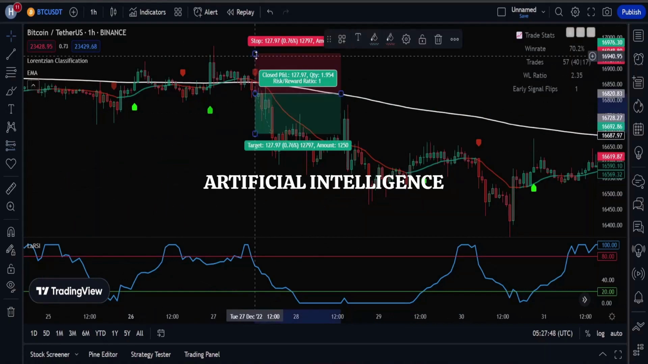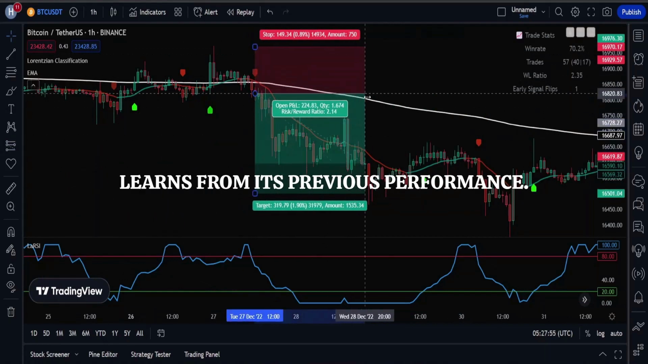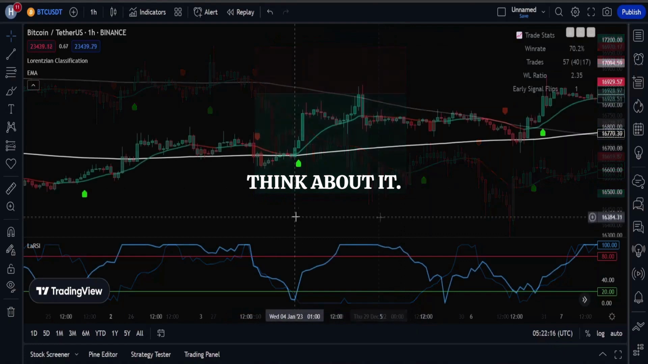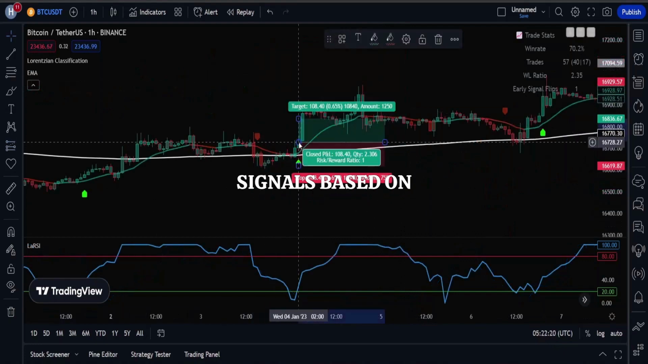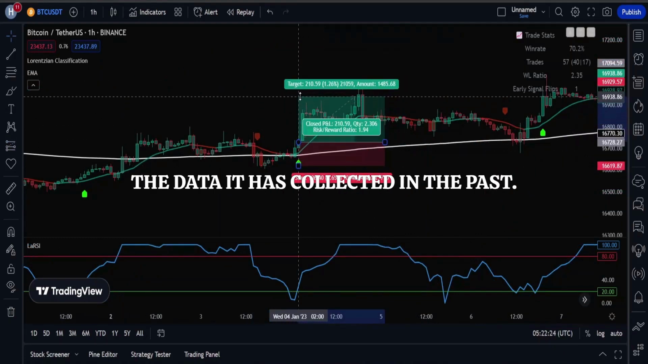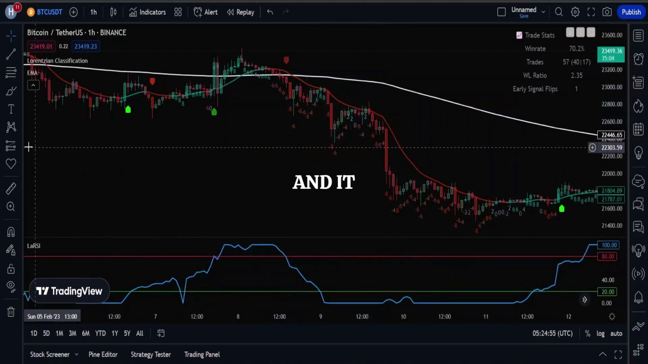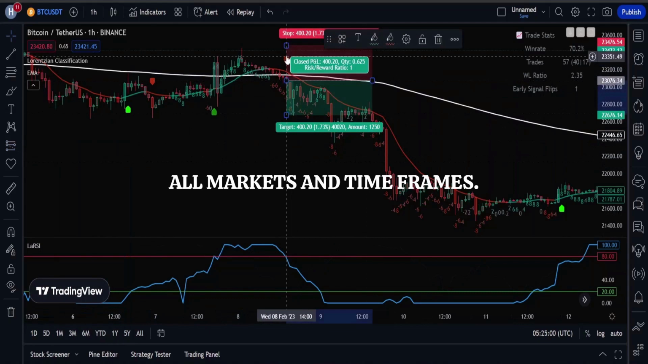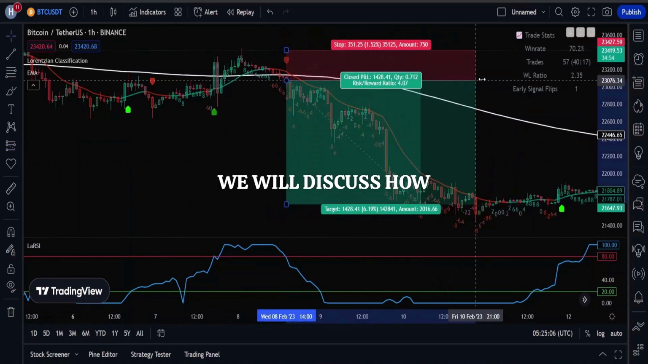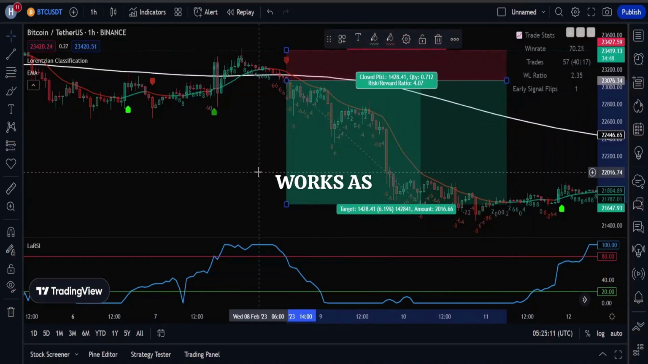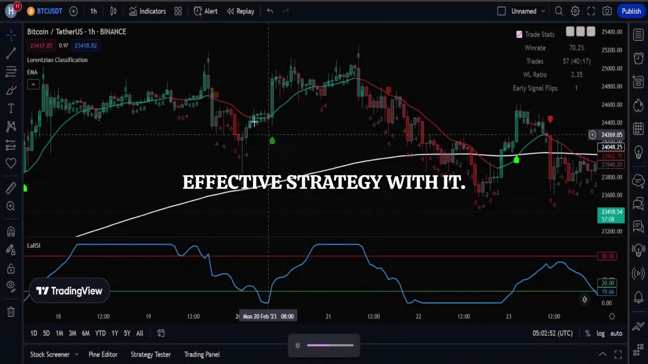This artificial intelligence trading indicator learns from its previous performance. Think about it. This tool can improve its signals based on the data it has collected in the past. How crazy is that? On top of that, it is super easy to follow, and it is suitable for all markets and timeframes. In this detailed video, we will discuss how this magic indicator works, as well as give you the most effective strategy with it.